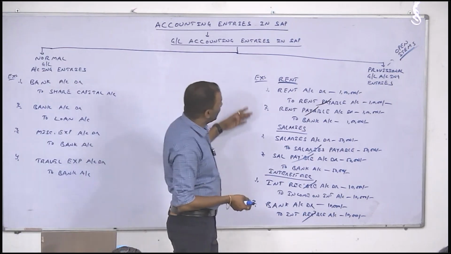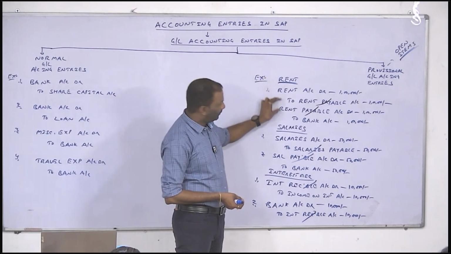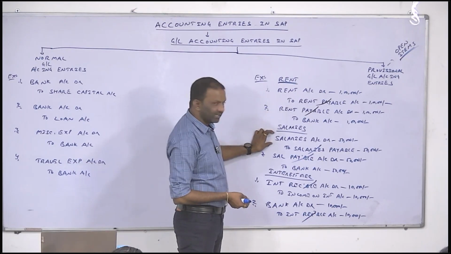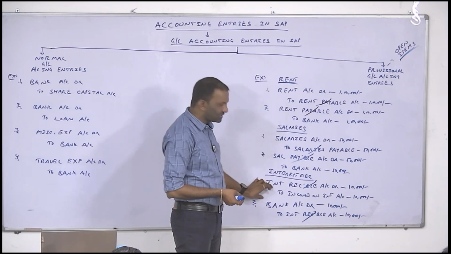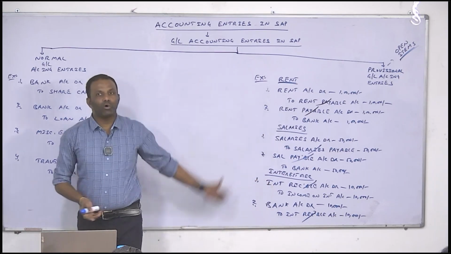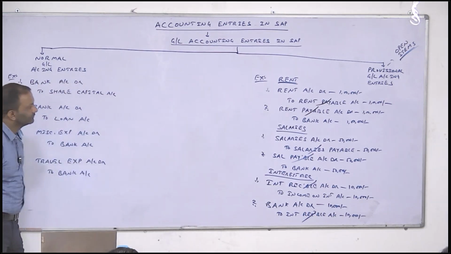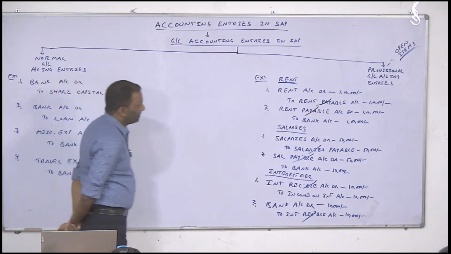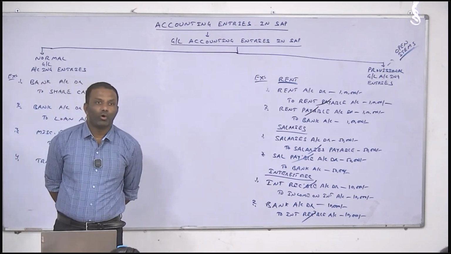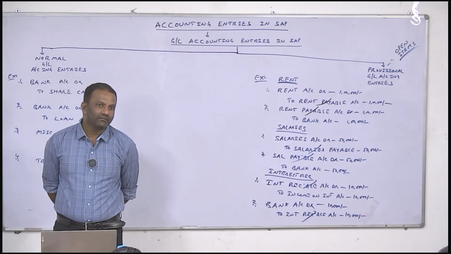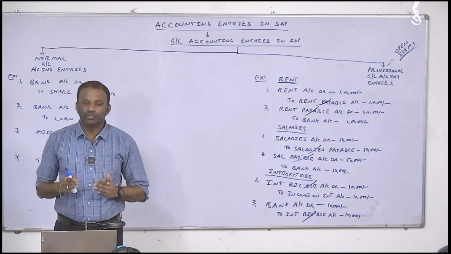Here, if you clearly observe, rent is 1 GL, right or wrong? Rent payable is 1 GL, bank is 1 GL, salary is 1 GL, salaries payable is 1 GL, interest receivable is 1 GL, income on interest is 1 GL. What are the open item GLs? What are the normal GLs? Interest receivable. These three are open item GLs. Remaining all are normal. While creating the GL account itself in the system, you should tell the system.